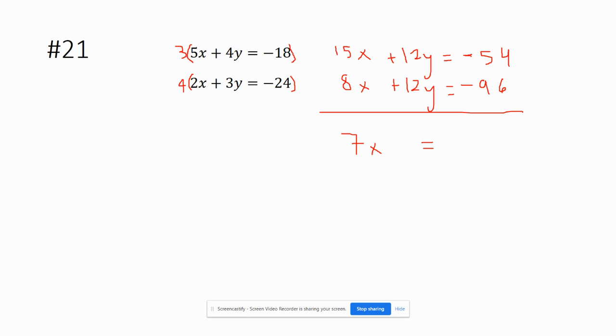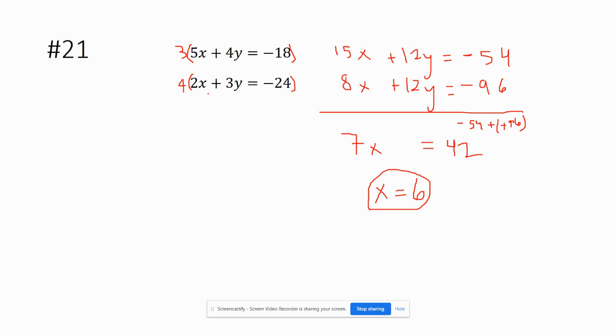We have to do negative 54 minus negative 96, which means we're doing negative 54 minus a minus 96. So we have to add these together. Negative 54 plus 96 is 42. And then we divide both sides by 7 to get x equals 6. Okay, and then we plug that into any equation.